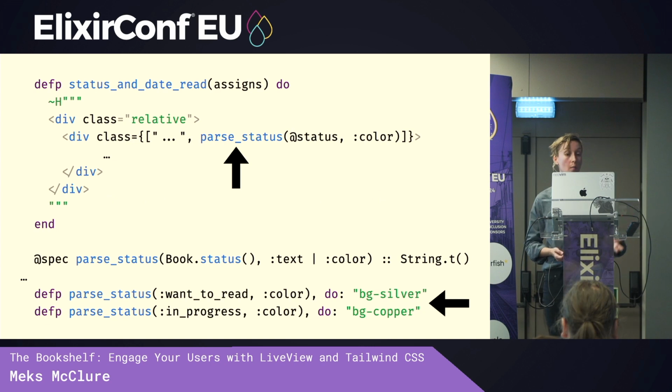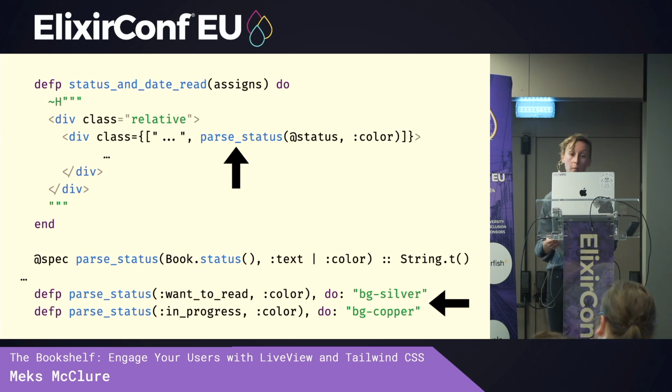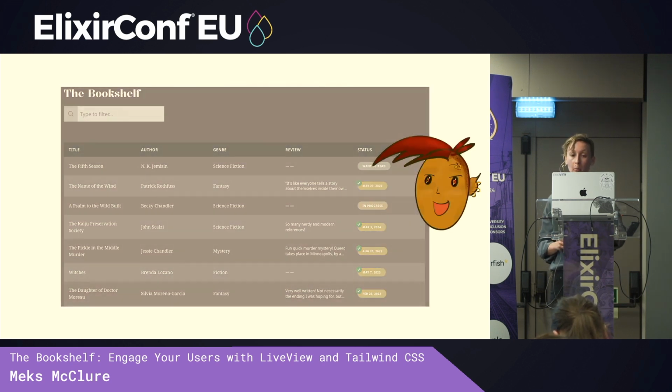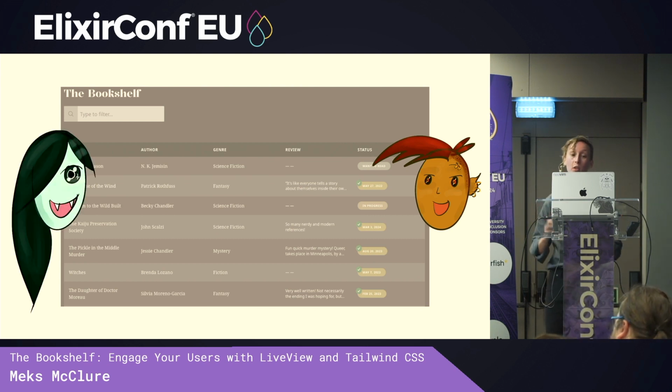Knowing this, Marcy makes sure that the dynamic function returns the complete background color utility, so in this case, BG silver or copper. With that final touch, Marcy excitedly shows it to Nemone. Excellent, well done. Ready for the final phase? Yes, I want to make sure everyone can read my full reviews.